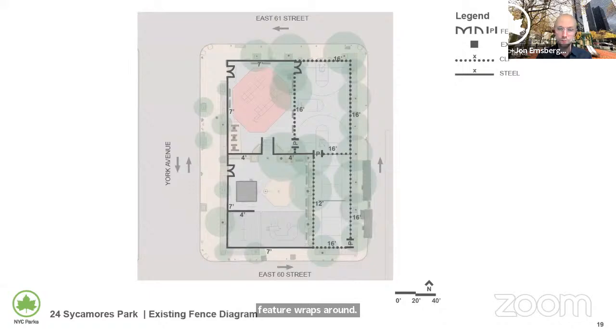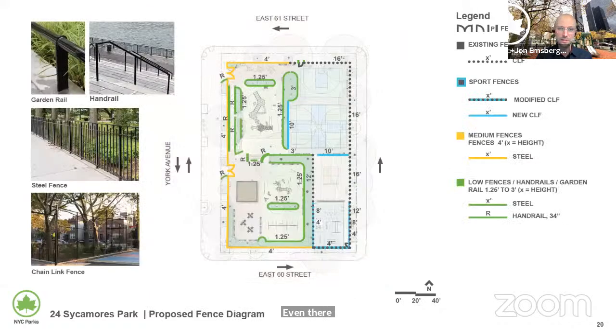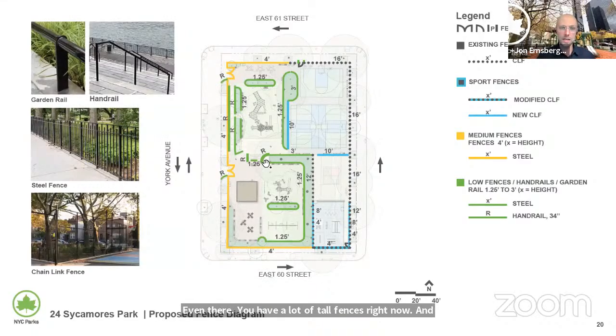You have a lot of tall fences right now, and this is the proposed fencing diagram. The handrails appear here, making it look a little bit busier than it might be, and also these low garden rails. So you're not going to see fencing everywhere. These are only a foot and 3 inches high. There should be a sense of openness to the new design and a lot more green, but you need to protect green spaces when you establish them.